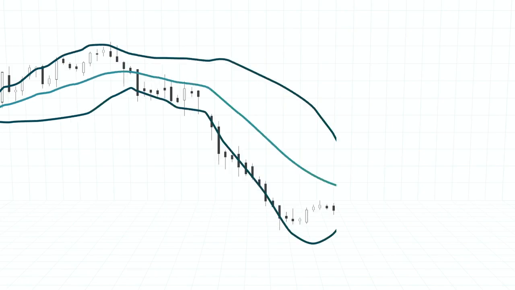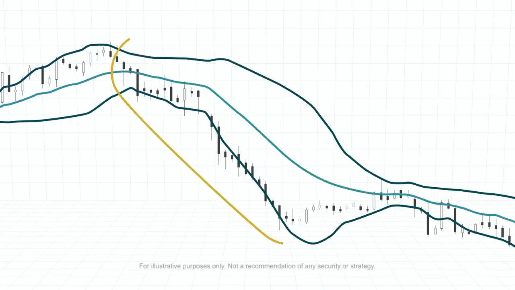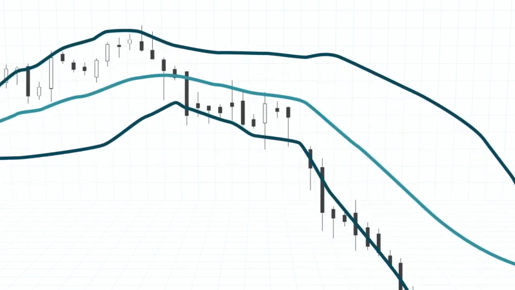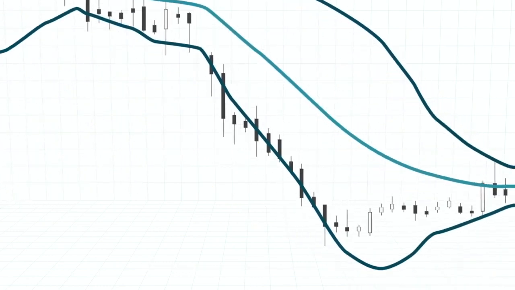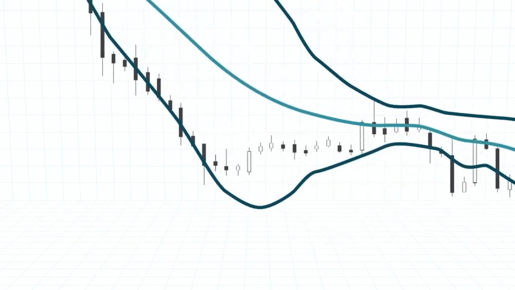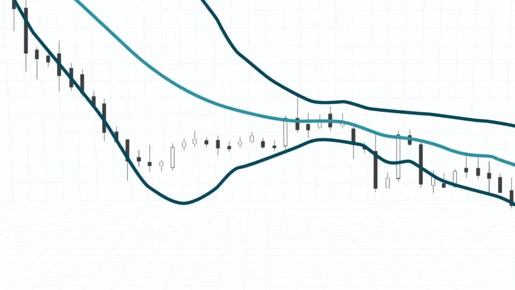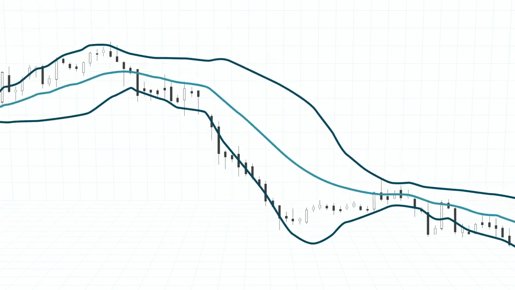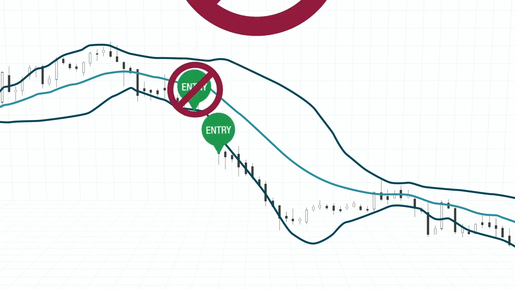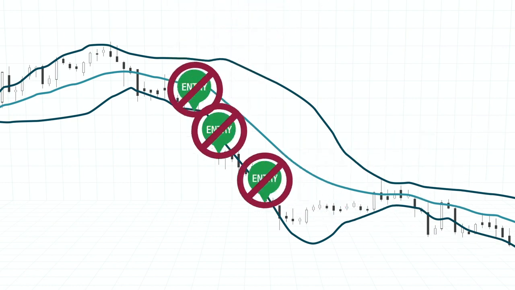Here's a typical example of a security that has fallen to its lower band, or 2 standard deviations away from its moving average. Notice how the price continues falling along its lower band before eventually returning to the moving average. A mean reversion can take a long time, and during that time, the price of a security can continue falling. That's why investors typically avoid taking entry points every time a security falls below the lower band. Using Bollinger Bands as a standalone indicator is risky.